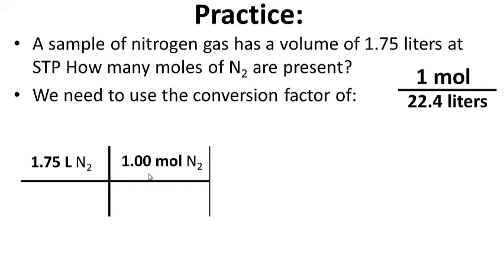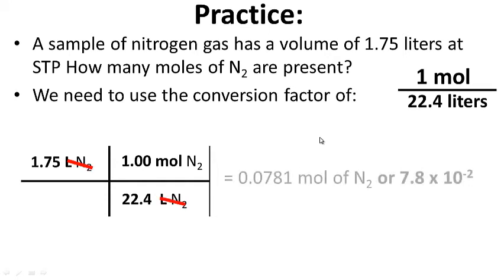All right, let's see how you did. So start with what we know. Let's think of our conversion factors. We know 1 mole of N2 gas at STP has that volume, right? We just wrote that down in our notes. So liters of nitrogen gas cancel, and we get 0.0781 moles of N2, or 7.8 times 10 to the negative 2. Hopefully you got that right. Getting a little more difficult now.